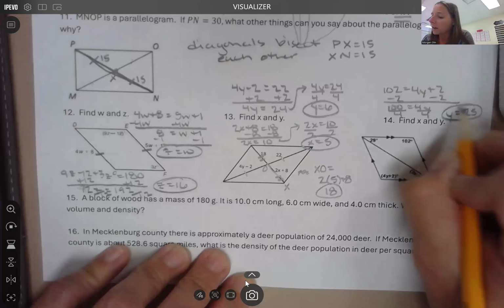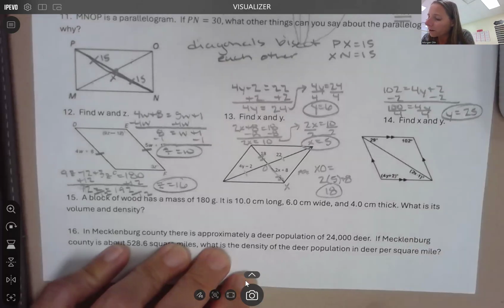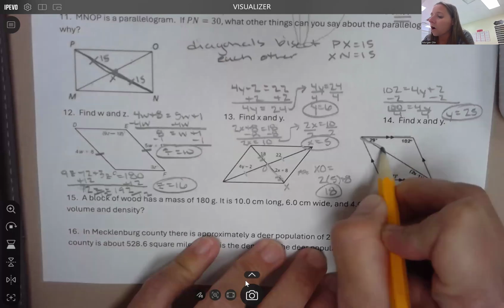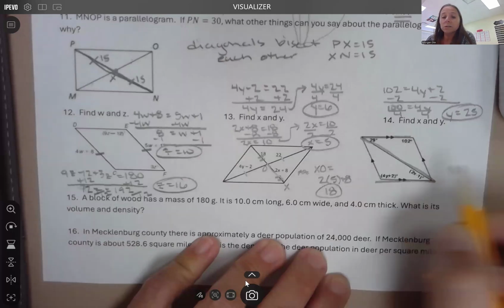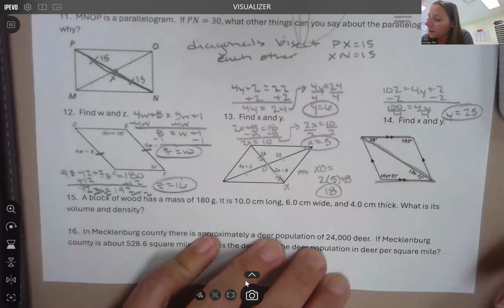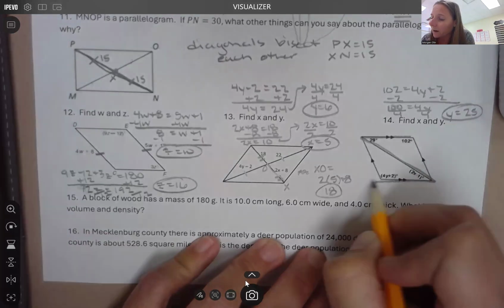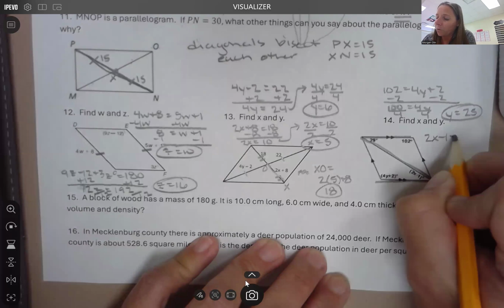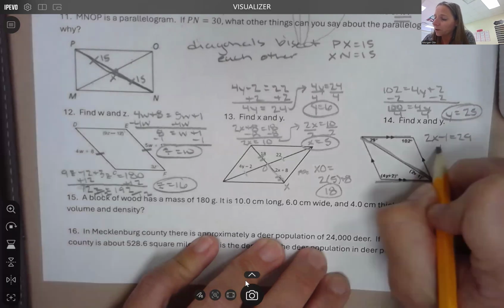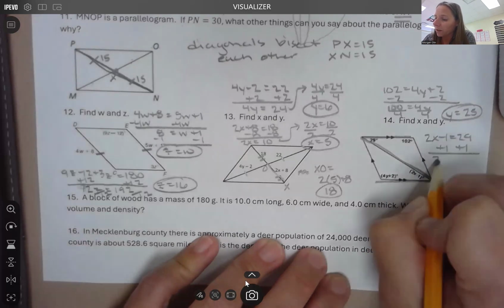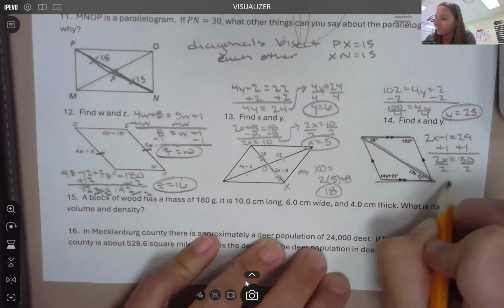All right, and this one right here. Remember when you have parallel lines, your alternate interior angles are equal to one another. I like to draw a Z. So that 2x minus 1 equals 29. So when I add 1, 2x equals 30. And when I divide by 2, I get x equals 15.